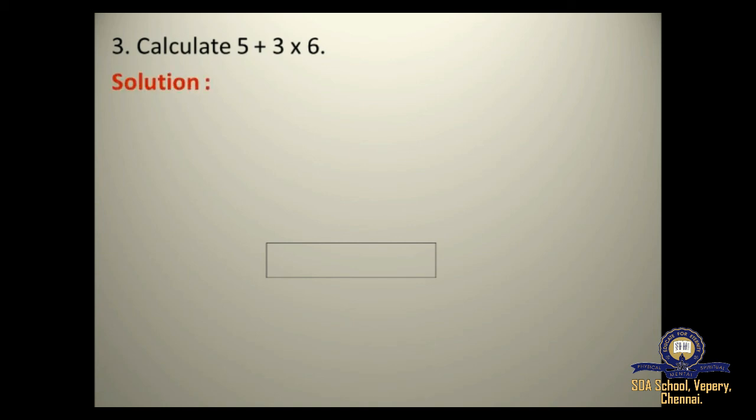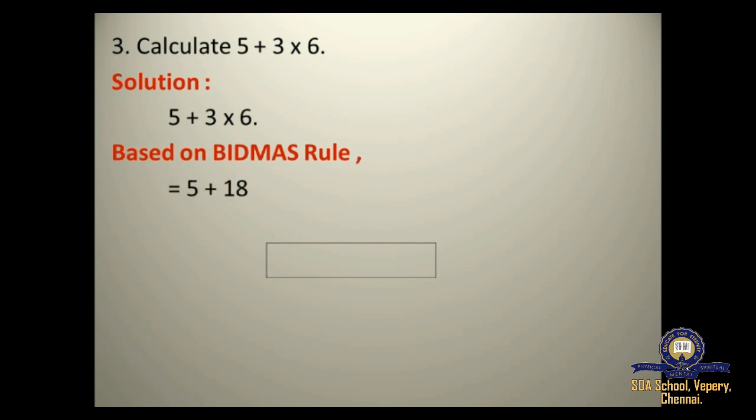Students, from today's lesson you have learned how to simplify an expression using the BIDMAS rule. So what is the solution? Based on BIDMAS rule, we are going to solve the brackets first, then indices, division, multiplication, addition and subtraction. Since there is no bracket and indices over here, you're going to move to the division. There is also no division symbol over here, so you're going to move to the multiplication. So you're going to multiply 3 and 6 first, and you'll be getting 18. When you add 18 to 5, you'll be getting 23. So the answer for 5 plus 3 into 6 is equal to 23.